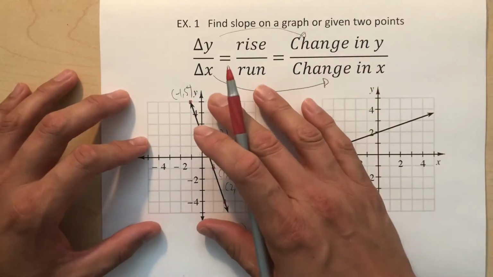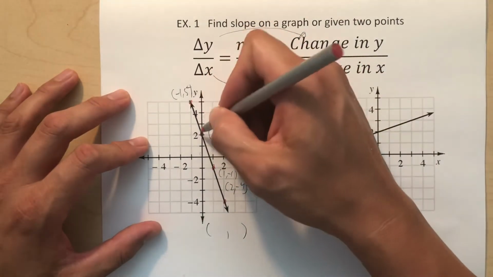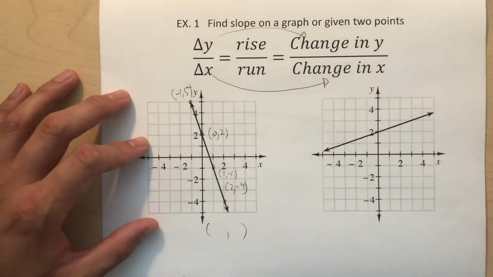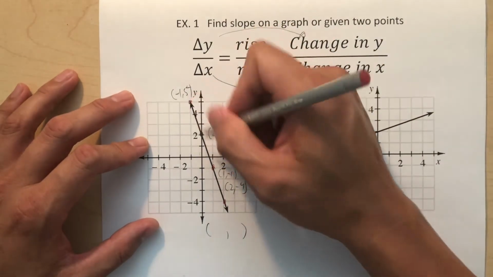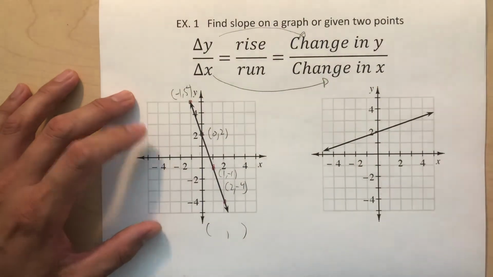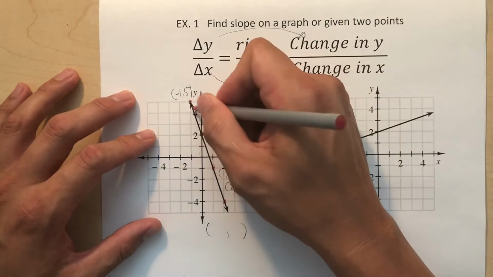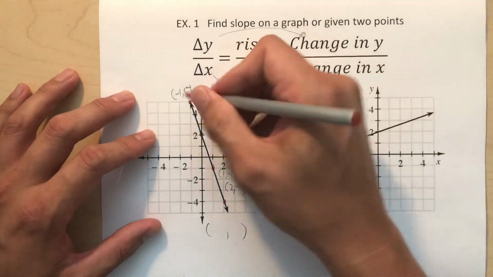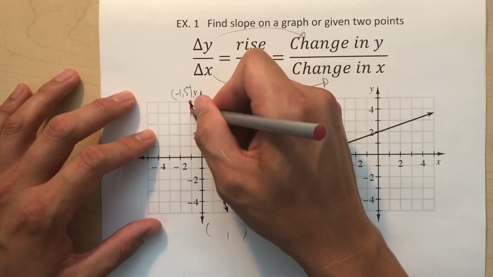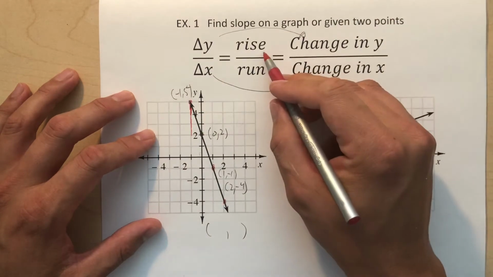For example, this one over here, there's 1, 2, 3, 4. You could pick any 2 points you want. You could pick this one and this one, this one and this one, doesn't matter. I just like to pick these 2. Okay, so let's just say you want to pick these 2. Again, your change in y. So this one here is your change in y. This is y, that's your rise.